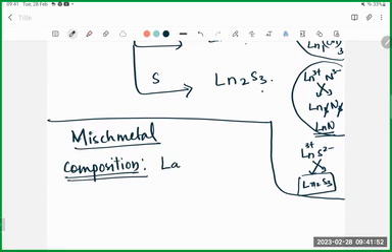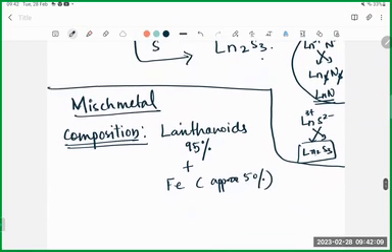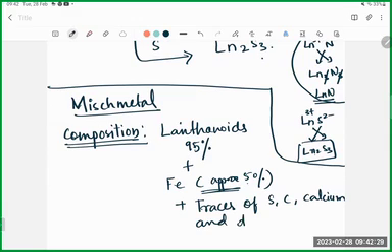So lanthanoids will be taken in a maximum quantity, where the quantity goes almost 95%. Plus we will have iron, which is not very much, approximately 5%, very less. And then we can have the rest, which is not approximate, called traces. So traces of impurities like carbon, sulfur, calcium, and aluminium will be present in this. So this is the whole composition of mixed metal.